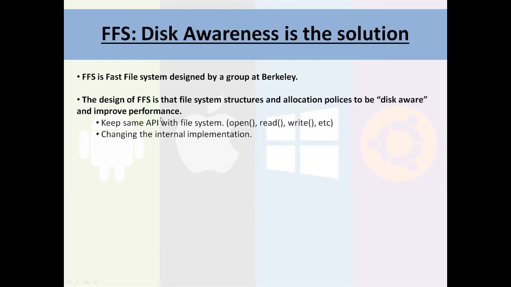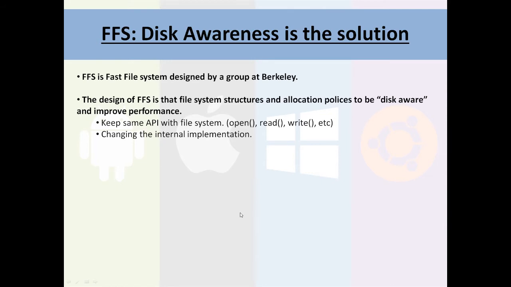But the other 2 issues were thankfully solved with this idea that this team at Berkeley developed, and that was called the FFS file system. Their goal was to design a file system which utilized an allocation policy for the disk where it was disk aware, in order to improve performance.